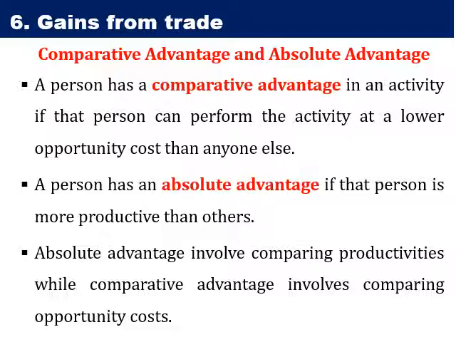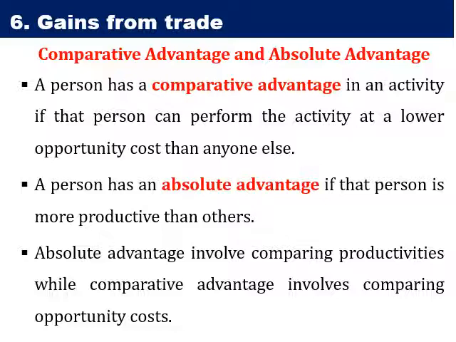Then, to explain how individuals specialize in doing certain activities, let's first compare two concepts, which are absolute advantage and comparative advantage. We can say that a person has a comparative advantage in an activity if that person can perform this activity at a lower opportunity cost than others.